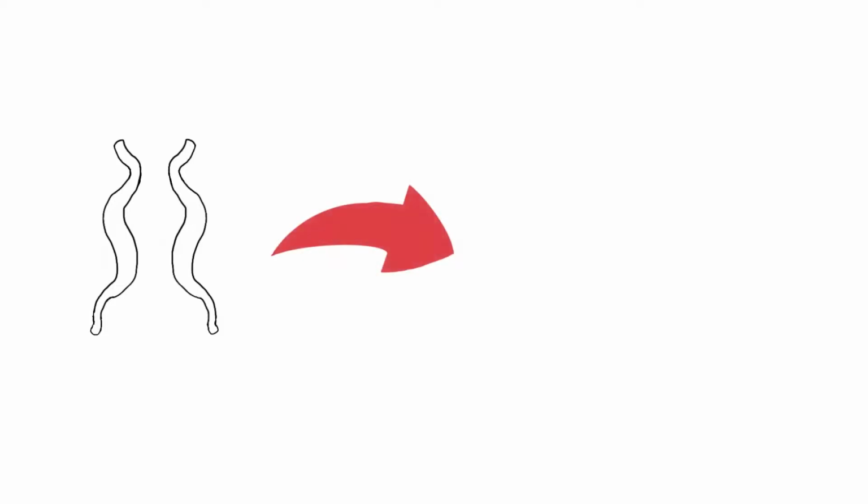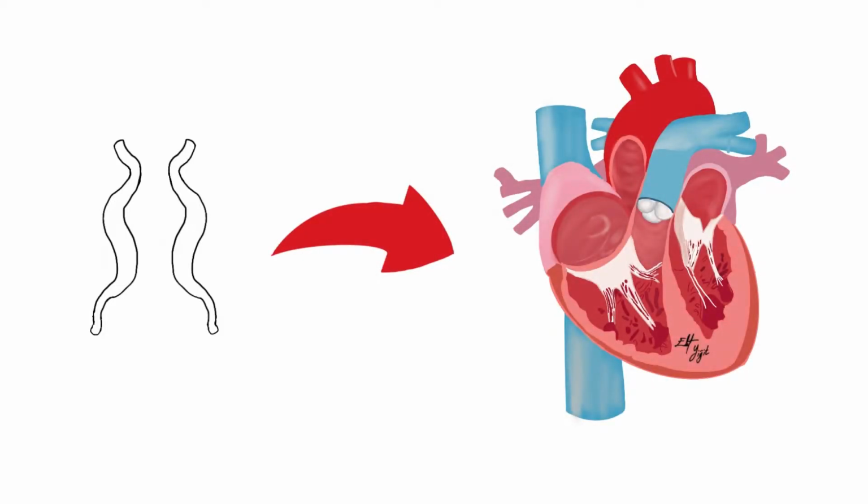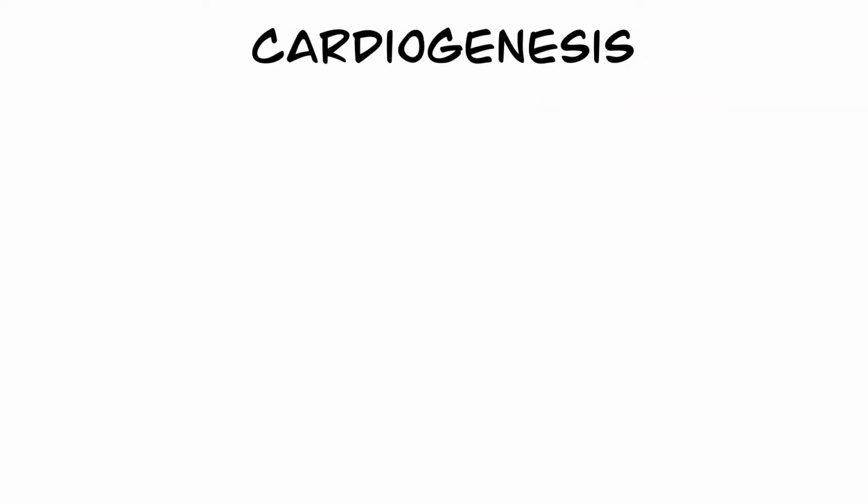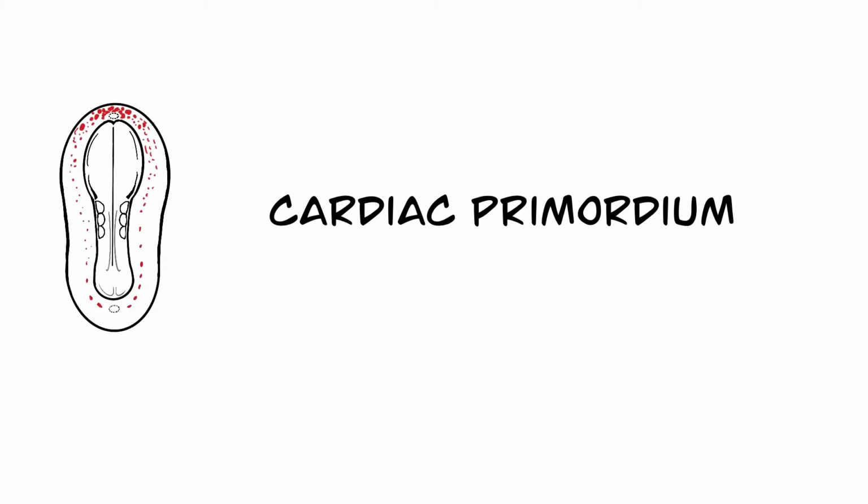a simple tubular structure to a four-chambered organ that can maintain its own independent circulation at birth. The development of the heart, also known as cardiogenesis, begins when two endocardial tubes fuse to form the tubular heart in an area called the cardiogenic region. The cardiac primordium appears on the 18th day.